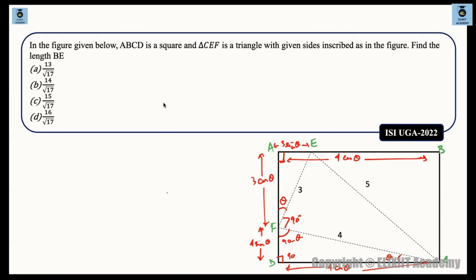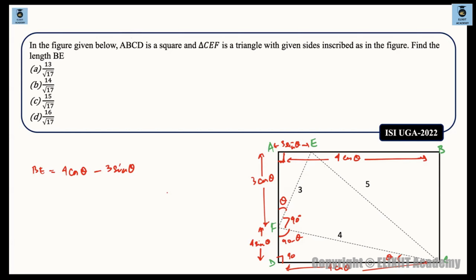So BE will be 4 cos theta minus of 3 sin theta. We can say this thing, 4 cos theta minus 3 sin theta. Now we have to find out the values of all these because all of these options are given in terms of fixed values. So we have to find the value of cos theta and sin theta from here.